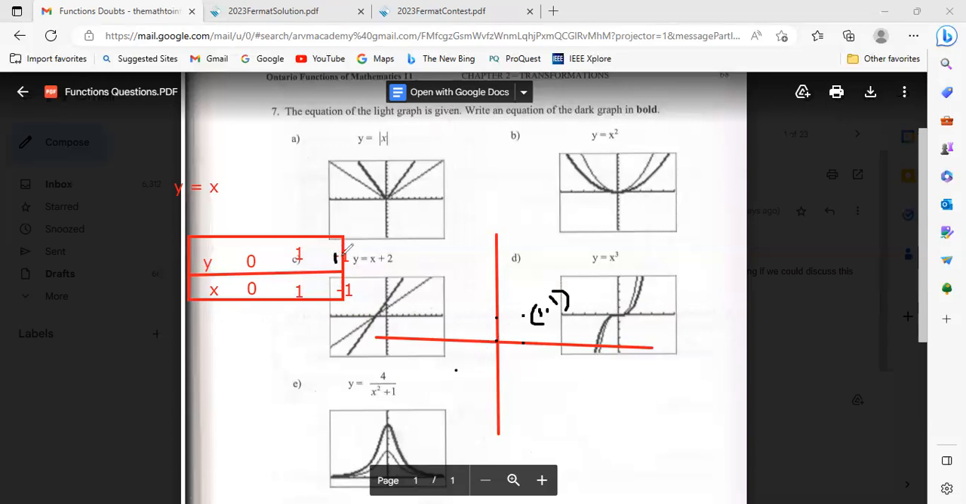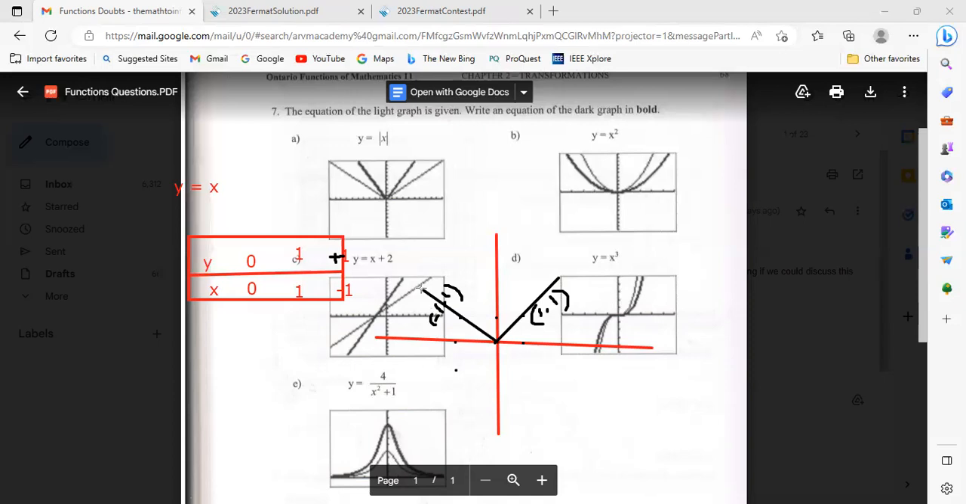So it's going to be -1, comma, +1. This is the answer: -1, comma, +1. So you will get the graph like this. Do you understand? Yeah.